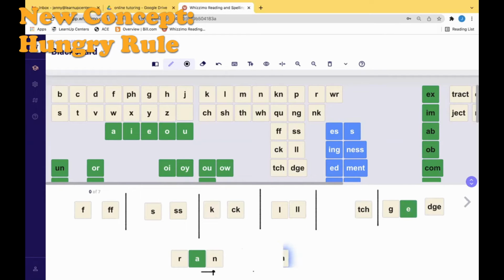CH. There's CH and TCH. So now look at this. The vowel, we're still looking at the vowel. Does it have a friend next door? Yes, so it goes like this.